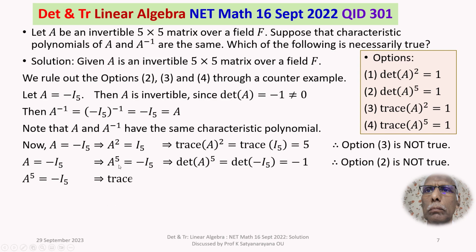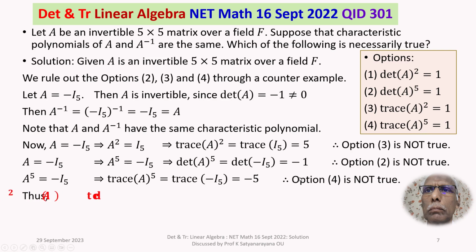And A power 5 is minus I5. Take the trace on both sides. Trace of A power 5 is equal to trace of minus I5. That is equal to minus 5. And that means option 4 is not true. Thus, options 2, 3, 4 are not valid. Therefore, determinant of A square is equal to 1.